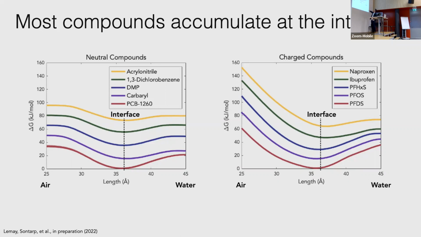So for the charged compounds, we can determine an interfacial absorption coefficient from going to bulk water to the interface, but we can't determine a Henry's law constant because we predict that it's infinite for our charged compounds. And we can't predict an absorption from the air to the interface because, again, it would be infinitely favorable, I guess.